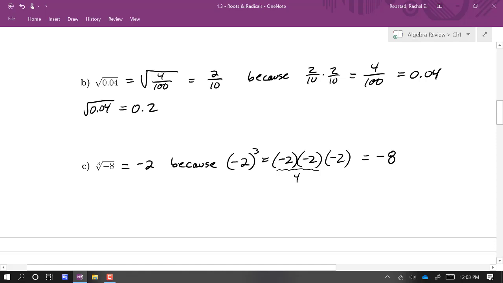We might be a little uncomfortable at first seeing a negative inside a radical. I think we're all very used to the fact that we can't have a square root of a negative. And that's true. The square root of a negative number is not a real number. It does not exist in the real numbers. But the cube root of negative numbers do exist. In fact, as long as it's an odd root, odd roots of negative numbers exist in the real numbers.